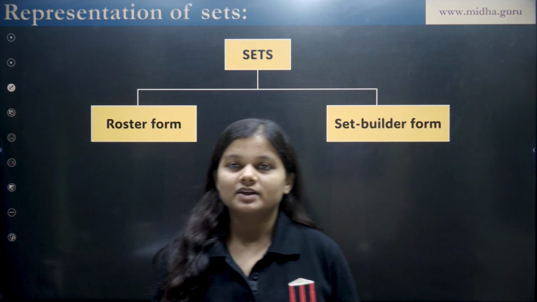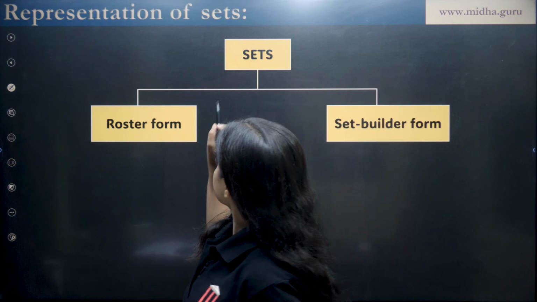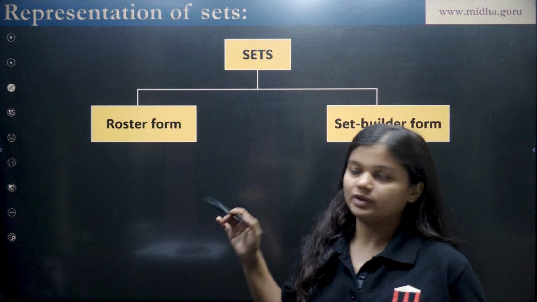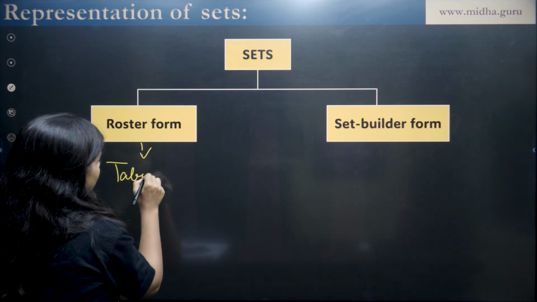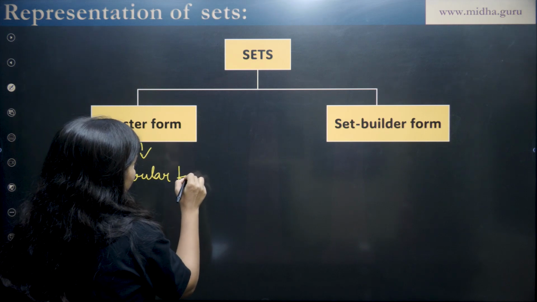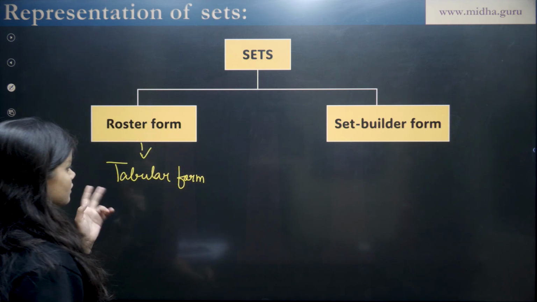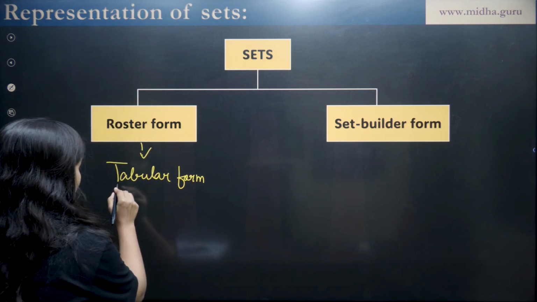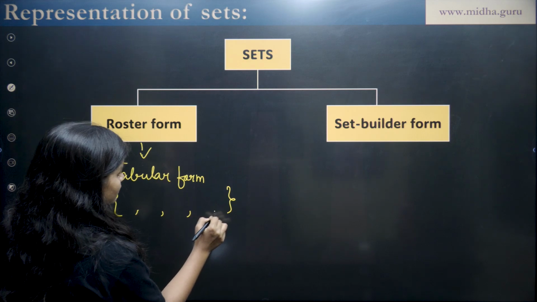So the next topic is representation of sets. How are sets represented? Sets can be represented in two different ways. First is roster form, which is also known as tabular form. And second is set builder form. In roster form, the sets are represented in curly braces and the elements are separated by using commas.